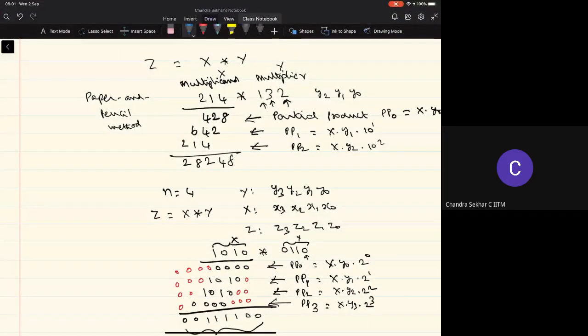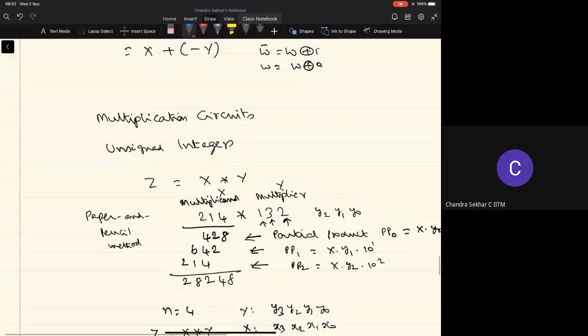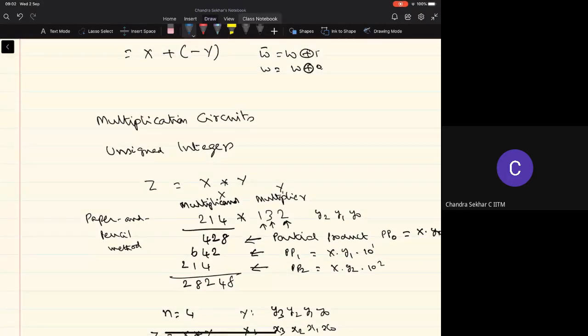So towards the end of last class, we started the discussion on the design of the circuit for multiplication of integers. First, we'll look at the circuit for the multiplication of unsigned integers. As I was telling, we need different circuits for multiplication of unsigned integers and multiplication of signed integers, because the way the operations are to be carried out are going to be different. That's what we'll be seeing.